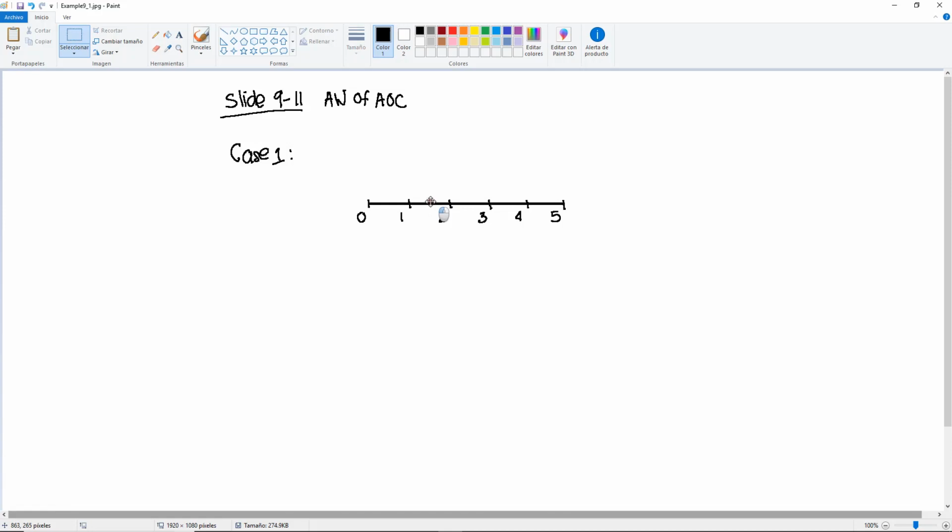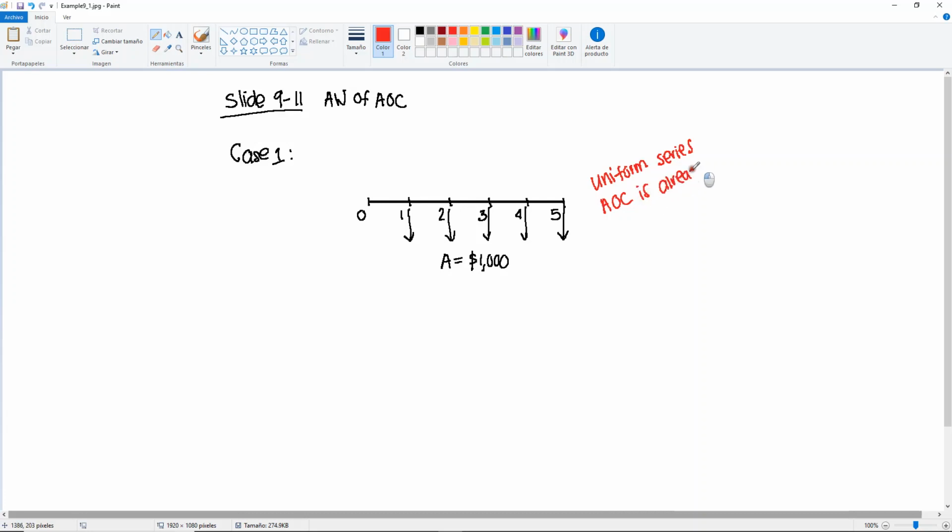And here we have 5 years. And let's say that in year one, you have $1,000. Year two, 1,000, year three, 1,000, year four, 1,000, and year five, 1,000. We have an annual operating cost of $1,000 every year. So this right here is what we call uniform series. Okay, and in this particular case, your annual operating cost is already in A. Or it's already the annual worth of the annual operating cost because we have the same amount every year.